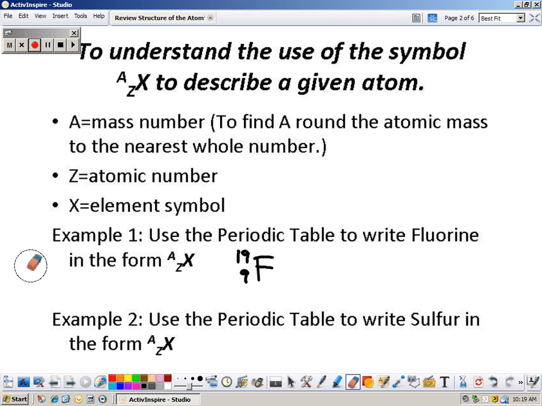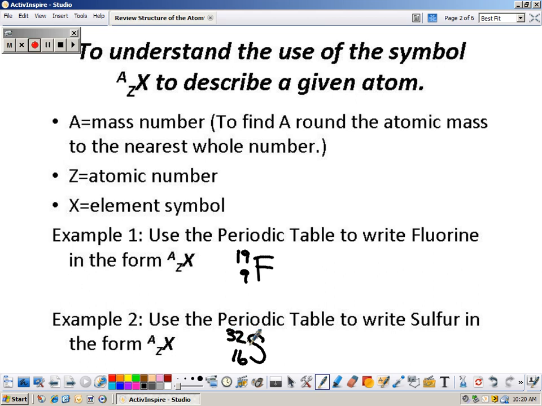Let's do the next one, sulfur. What's the X? What does the X represent? It's the element symbol, S. The Z, what's the atomic number? 16. And then the mass number, 32. You round it, you get 32. There you go. You're done with that.